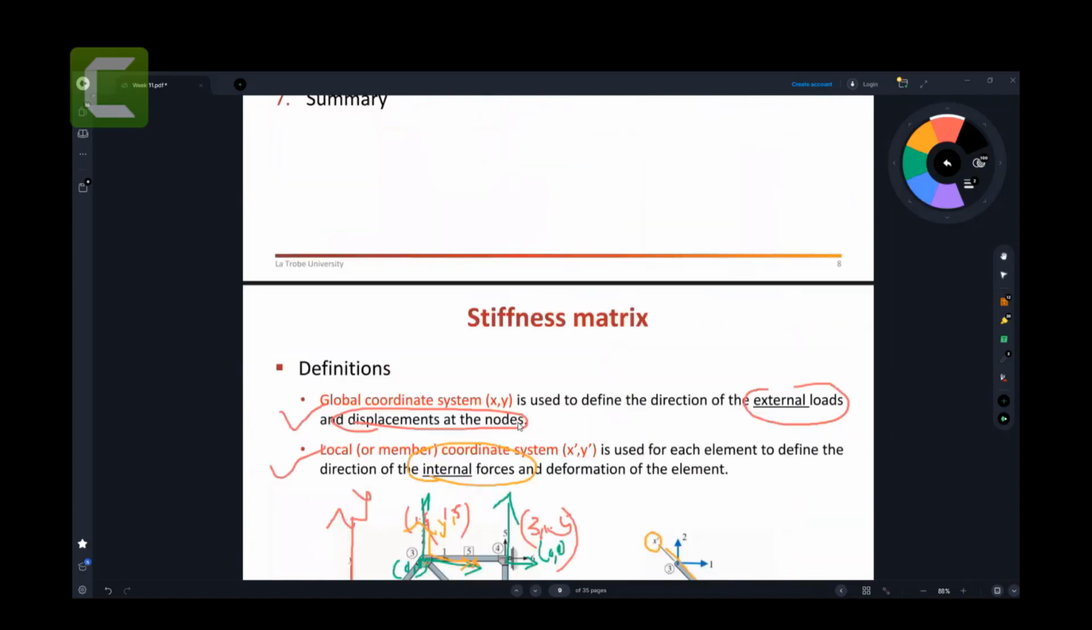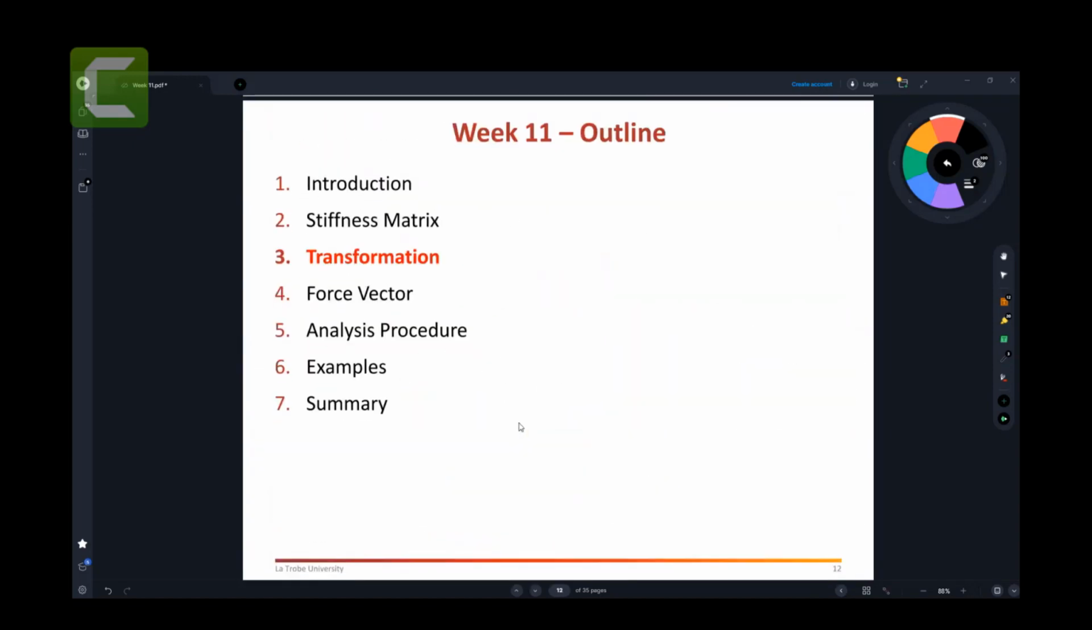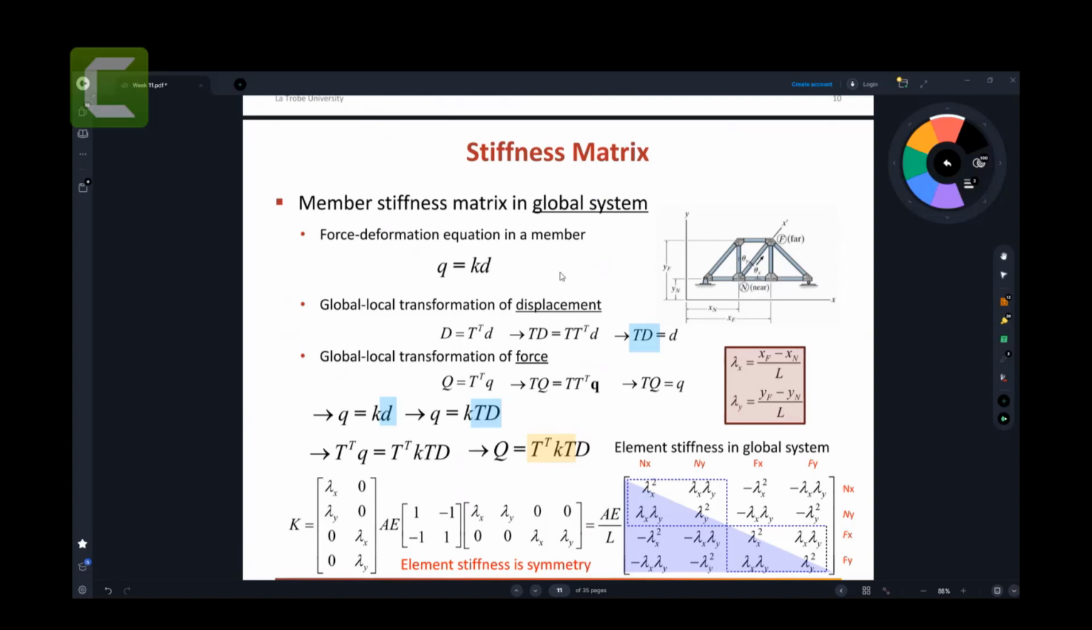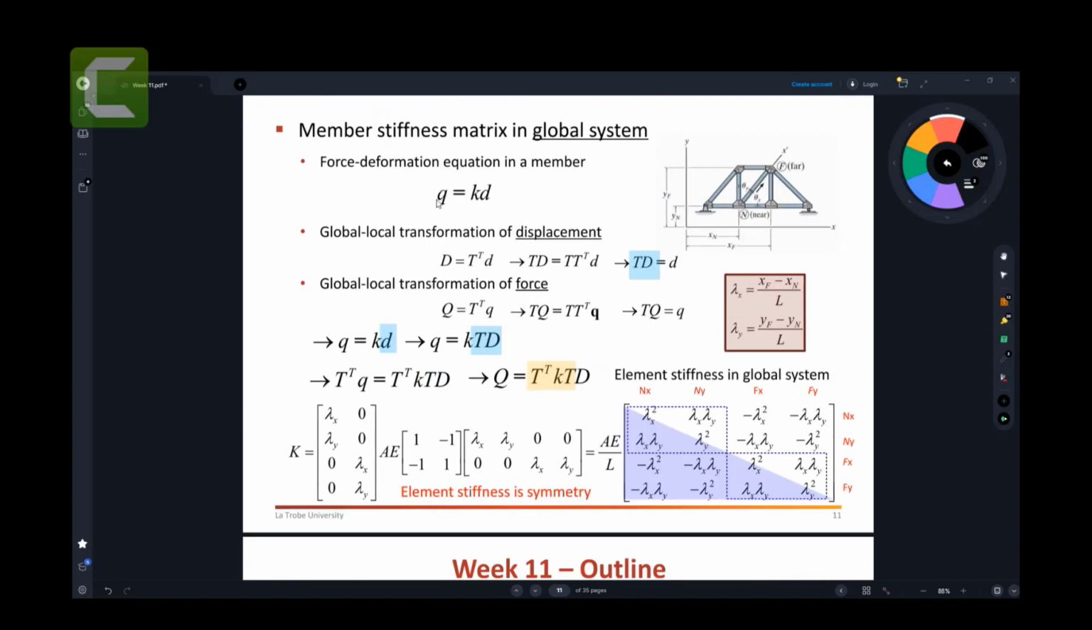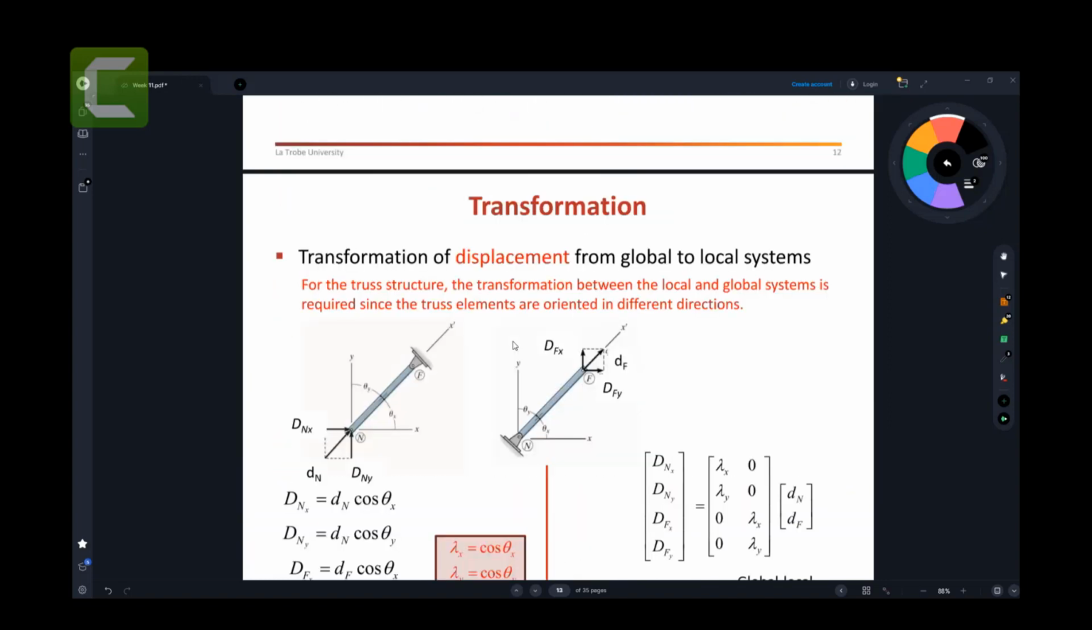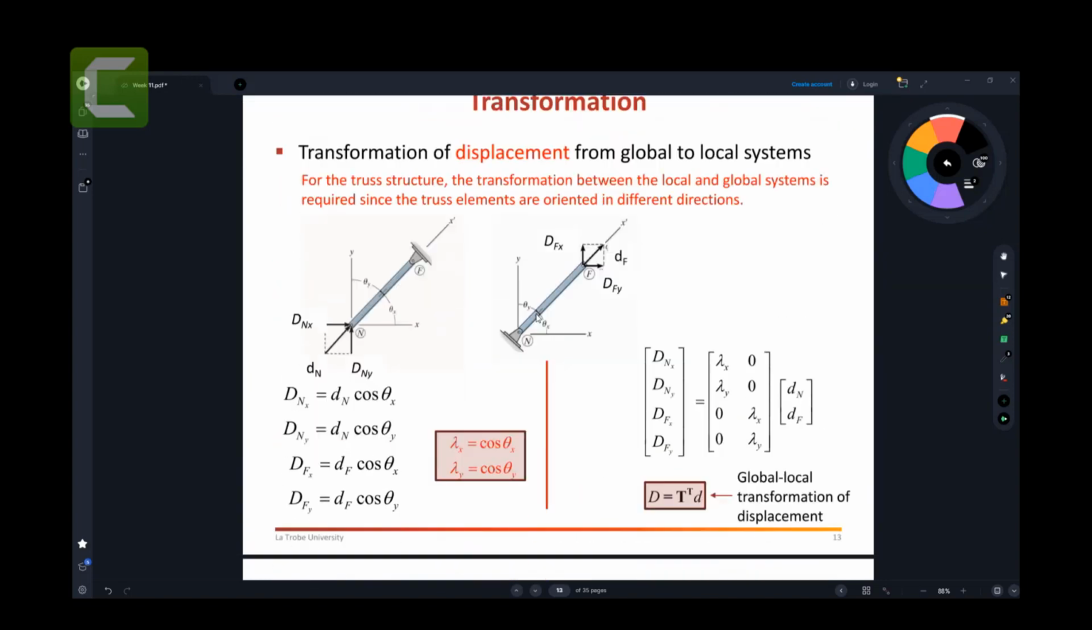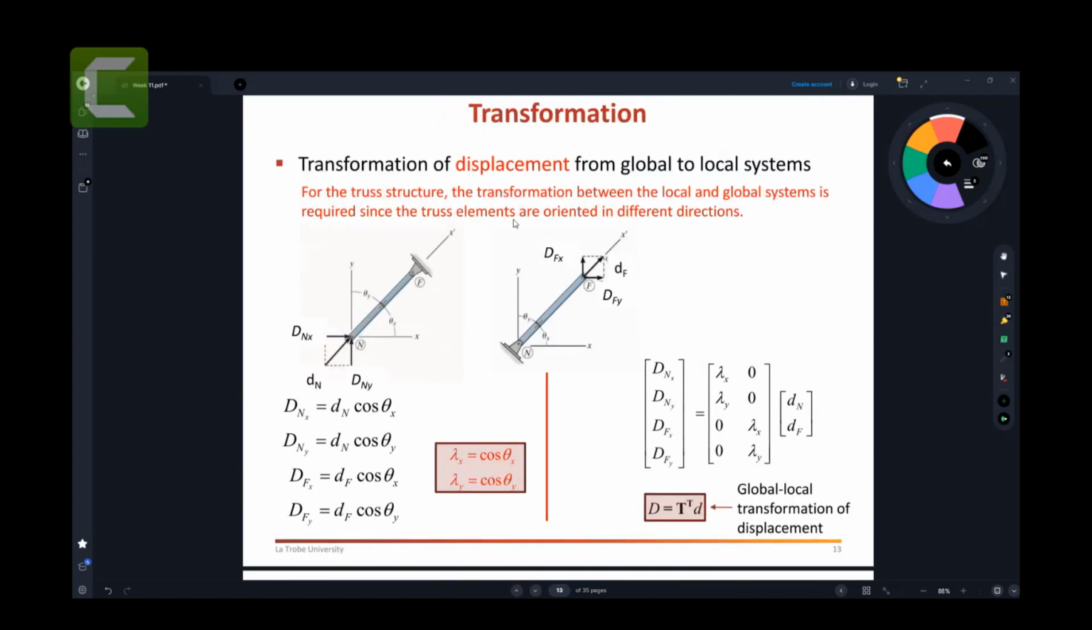Now, you don't need to go through all the nitty-gritty of this one. Let's say this is again Q equal to KD, the force times displacements. You can look at that one. Now, when you do the displacements, you need to transfer your displacement from global to local. So if you have a displacement in the global, let's say capital D, you can transfer it into the local. And there is a cosine relationship which is global to local.